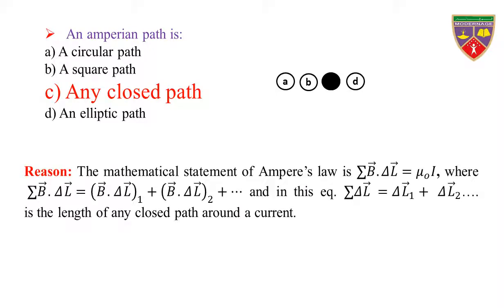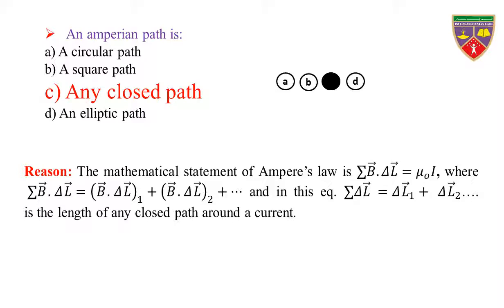Reason: the mathematical statement of Ampere's law is sigma B vector dot delta L vector, which is equal to mu naught into I, where I is the current. Therefore, sigma B vector dot delta L vector is equal to B vector dot delta L1 vector plus B vector dot delta L2 vector plus and so on.